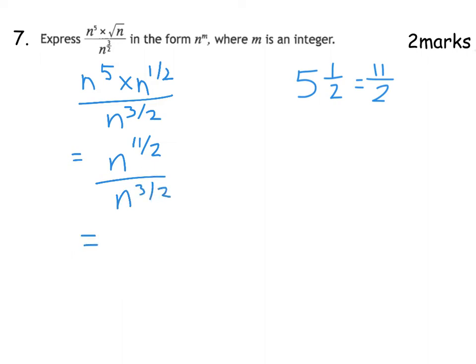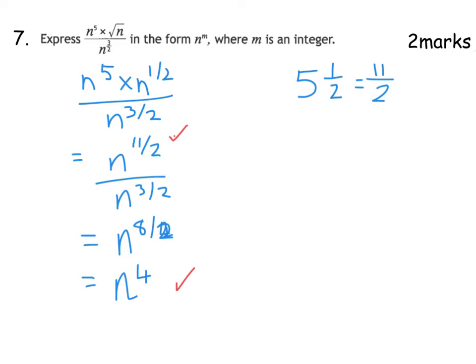Now we're dividing, so we subtract the powers. 11 halves take away 3 halves is 8 halves. Oops, 8 halves. And 8 halves is the equivalent of 4. Okay, so 2 marks here. 1 for your final answer of n to the power 4 and 1 for calculating that n to the power 11 over 2. Now there is another way.